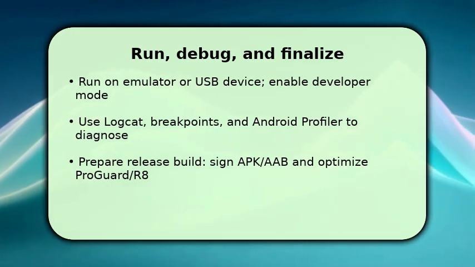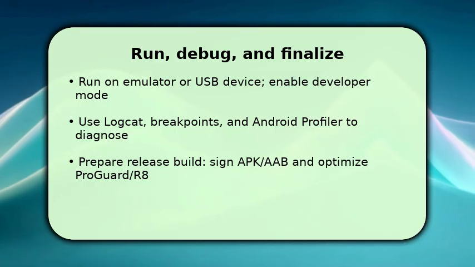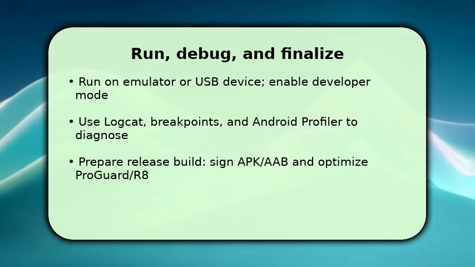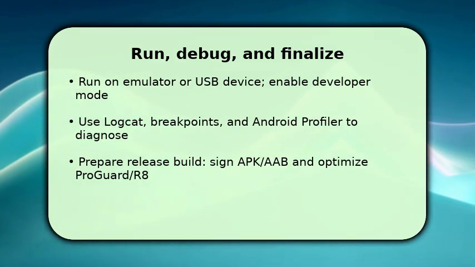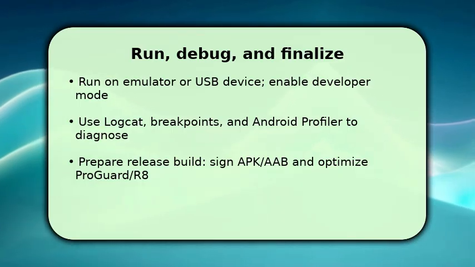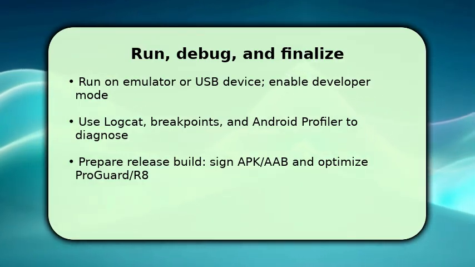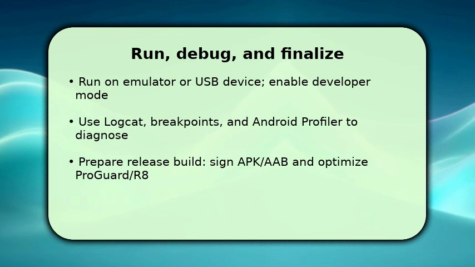optimize. Once stable, create a signed release APK or AAB, configure ProGuard or R8 for shrinking, and test the signed build. Troubleshooting tip: if Gradle sync or run fails, clear caches and use Invalidate Caches / Restart to resolve.